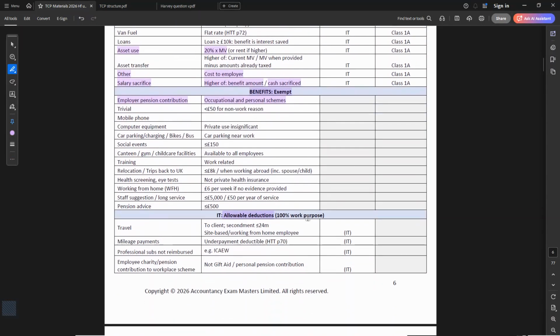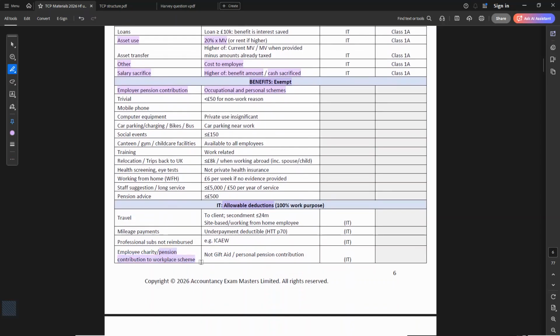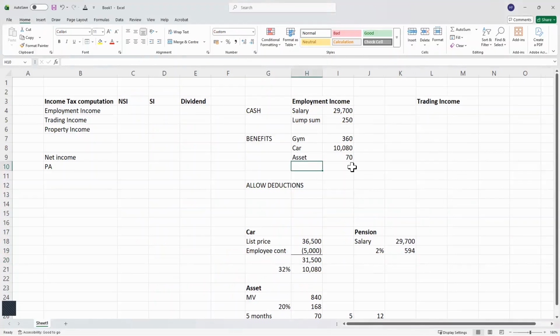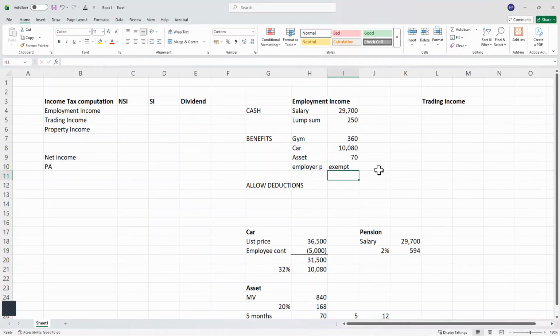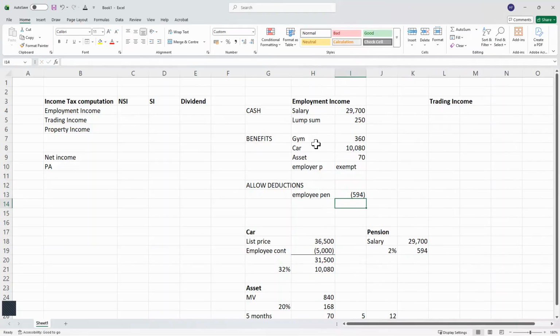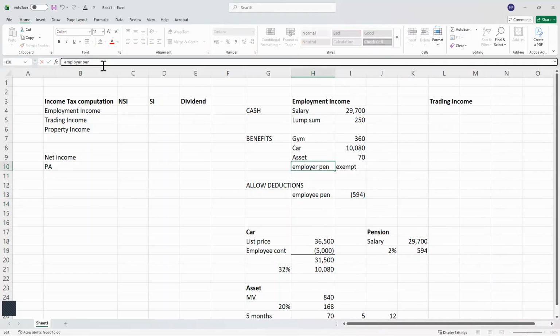And then in terms of his individual contribution, this is a pension contribution to a workplace scheme. So this is one of the few allowable deductions against employment income. So Harvey can deduct his contribution to the employer pension scheme here. So firstly, for the employer pension contribution, we know that this is an exempt benefit, but we should include it in our answer to show that we've thought about each item, and we were told to show our treatment of each item. And then we'll have the employee pension contribution down here. We'll have a deduction of £594 that Harvey can deduct from his employment income.